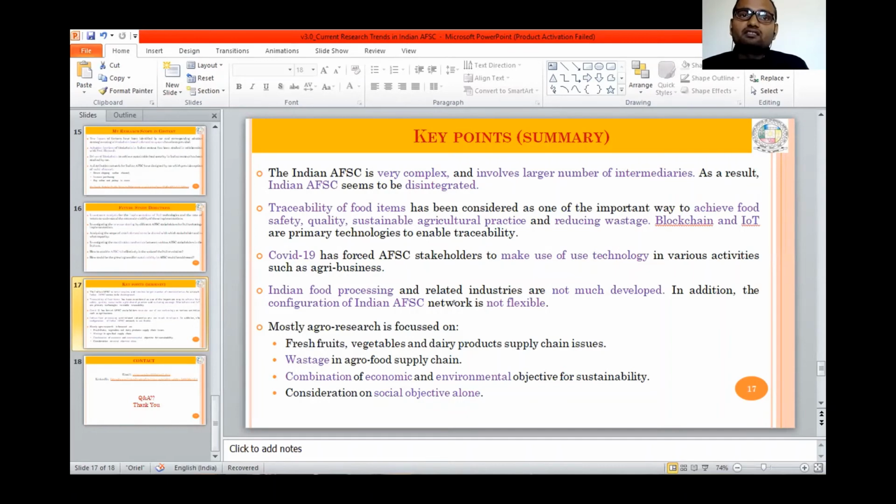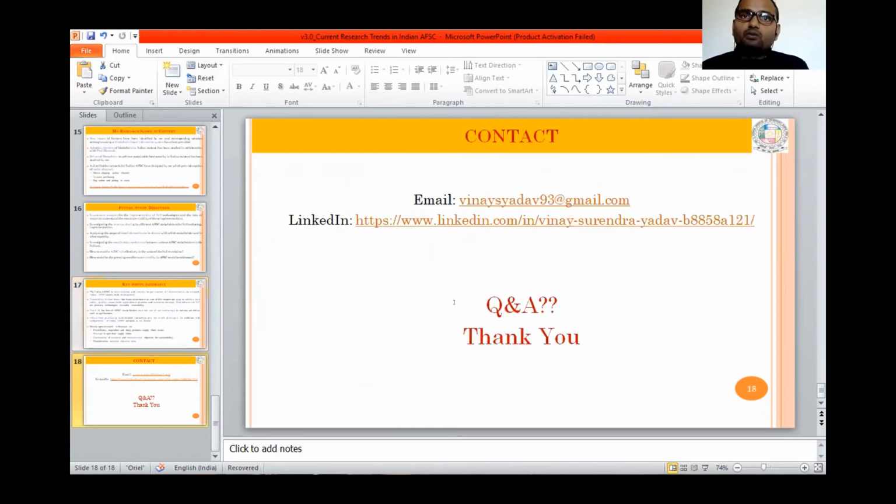And since Indian food processing and related industries are not much developed, and the configuration of the supply chain is not flexible, flexibility can be addressed. Most of the agro-food research is focused on fresh vegetables, fruits and dairy products, and on food wastage. The focus is more on economic and environmental objectives. The social perspective is still missing, or it is being carried out alone. So these things should be integrated, and we should take a triple bottom line approach across the economic, environmental and social dimensions. So that is for the day.